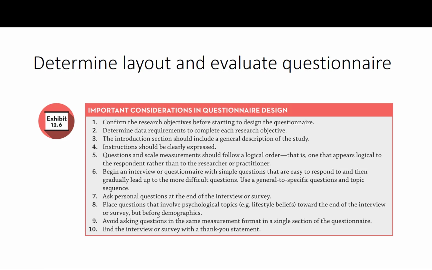And the interview or survey needs to be finished with a thank you statement, and possibly a huge thank you and an offer for them to contact the researcher if they have any questions.